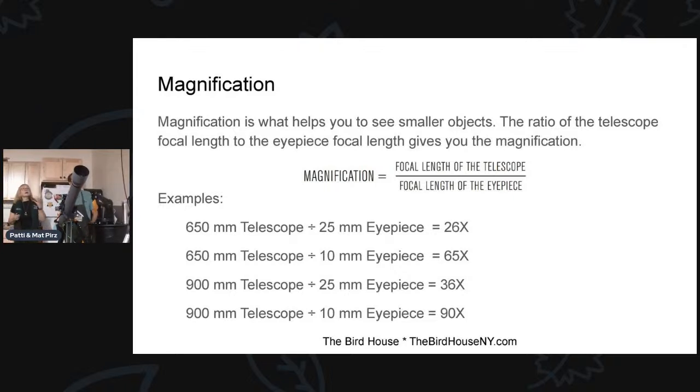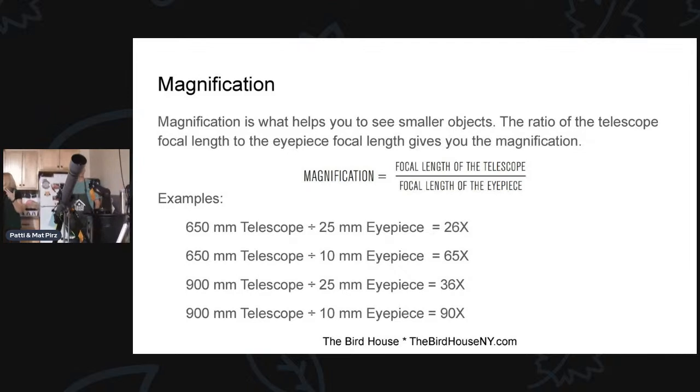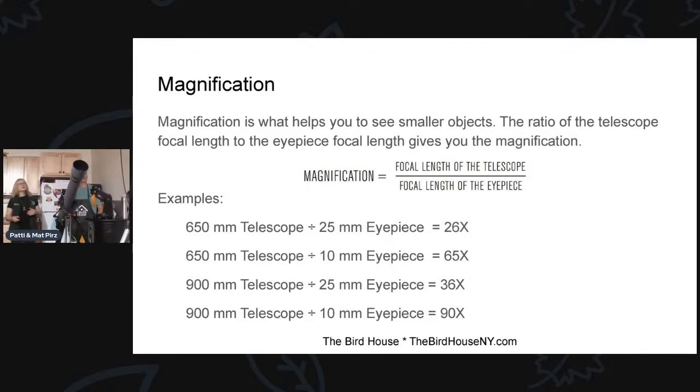Okay. Magnification is what helps you see smaller objects larger. To figure out the magnification of your telescope, it's the focal length of your telescope divided by the focal length of your eyepiece. Say you've got a 650 millimeter telescope and you're using a 25 millimeter eyepiece. It's going to give you a magnification of 26x.